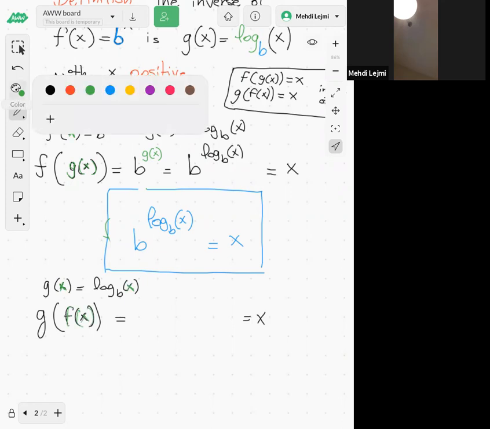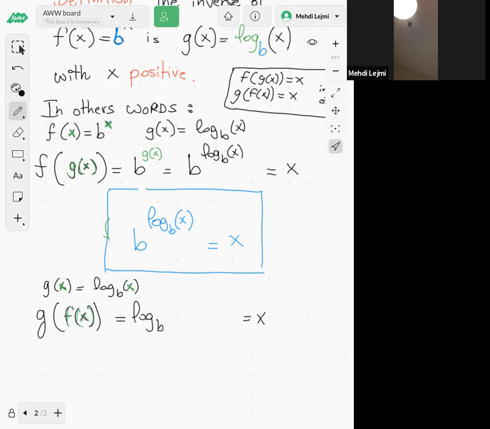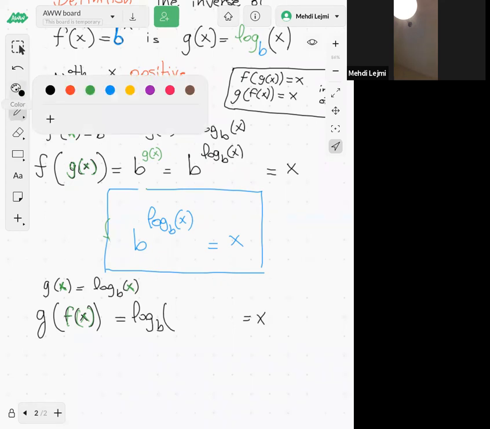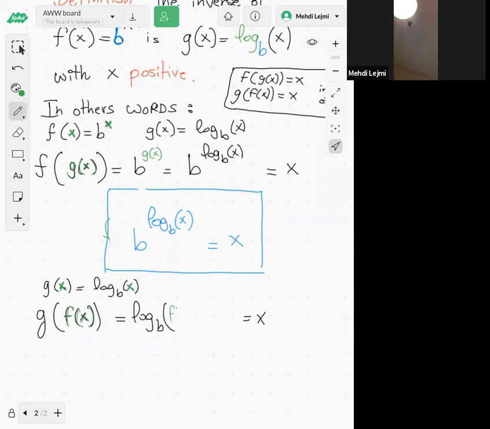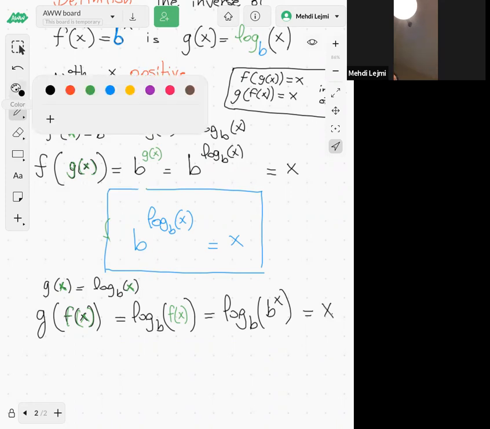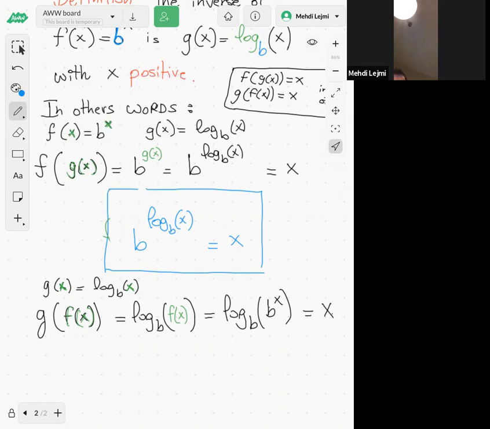Now it's going to be log in base b of f, let me write it down here, f of x. And what's f? F is b to the x, right? So this is equal to log in base b of b to the x. And by definition of the inverse, this is supposed to be equal to x. So another identity here is that if you have log in base b of the exponential of x, that will be equal to x.